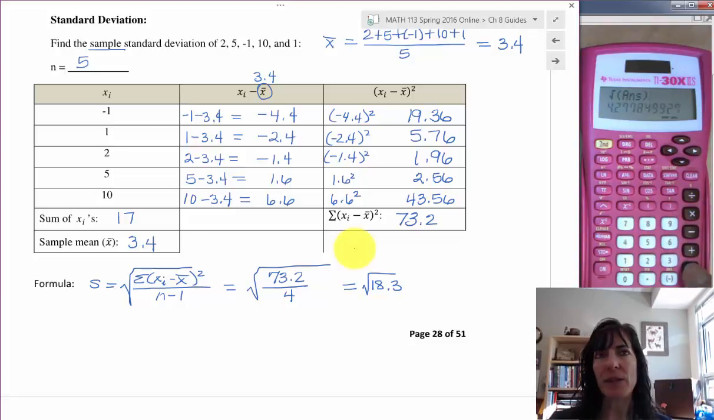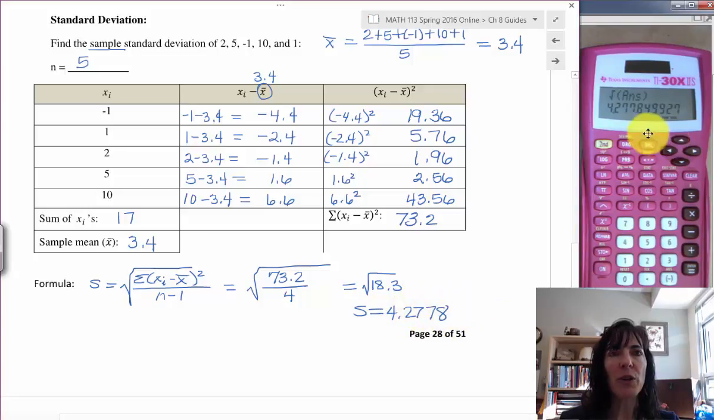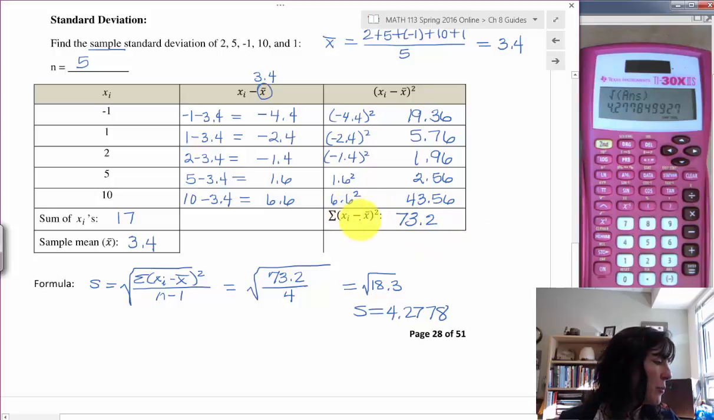Put the right parenthesis, equals, and I get my S, my sample standard deviation is 4.2778. And I could put another digit after, it would have to round, but I'm going to look at that 4 and not bump up my 8. So I'm going to leave it at the 2778.